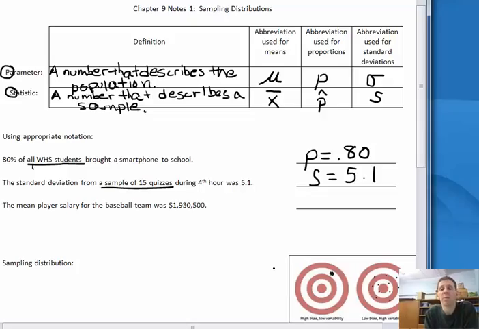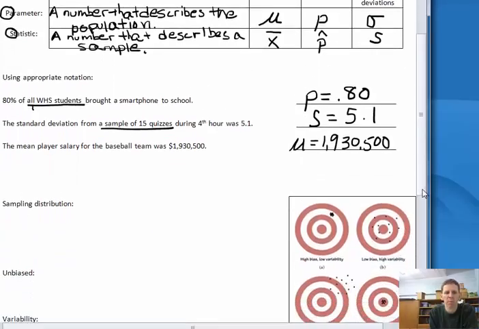So usually if you're taking a mean, you're dealing with all the values. You're adding all the values, dividing by how many there are. Since we're working with all of the values, that would describe the entire population. This is a parameter. We'll use the abbreviation for parameter, or the population mean, which is mu, equals 1,930,500. So there we go.